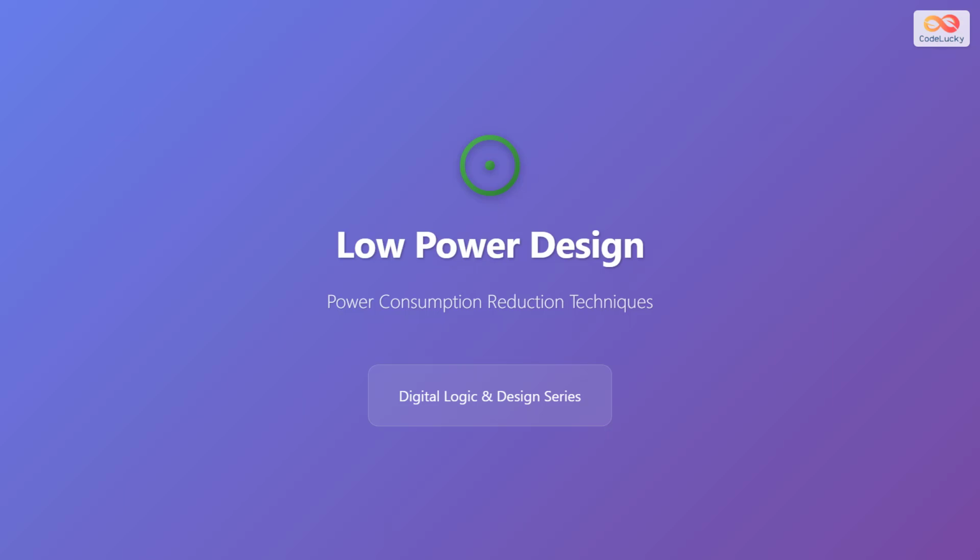In this module, we will explore the essential concepts of low-power design and various techniques used to reduce power consumption in digital circuits. Let's begin by understanding the importance of low-power design and its applications in modern electronic devices.